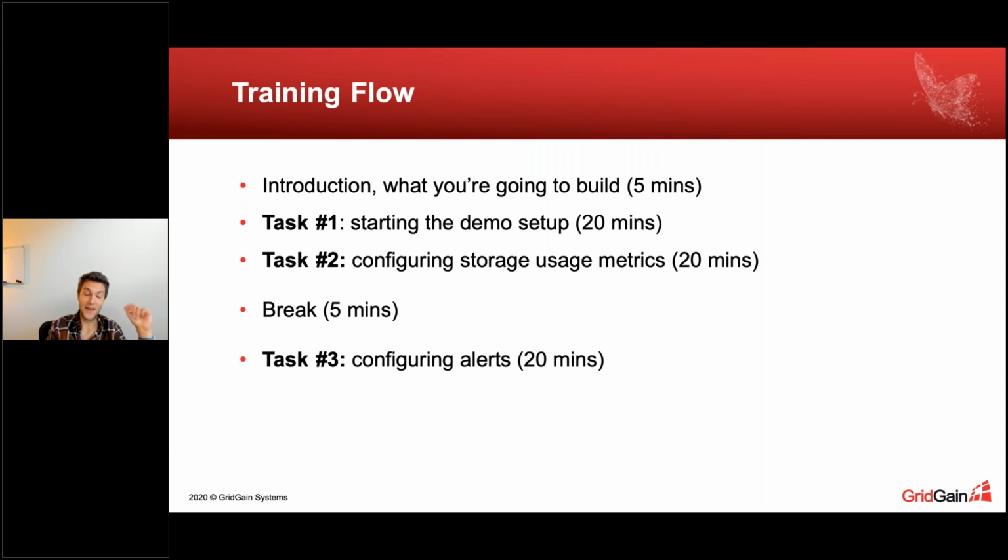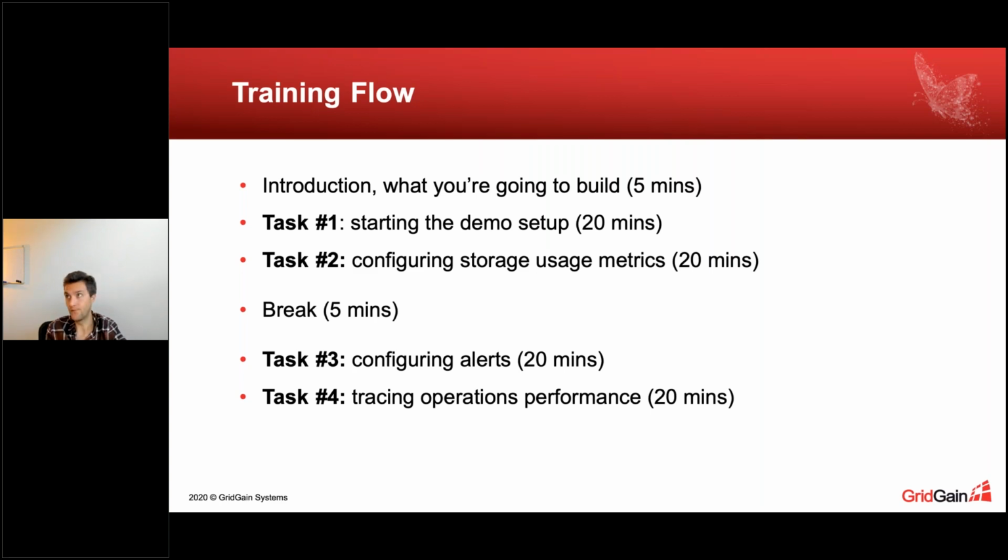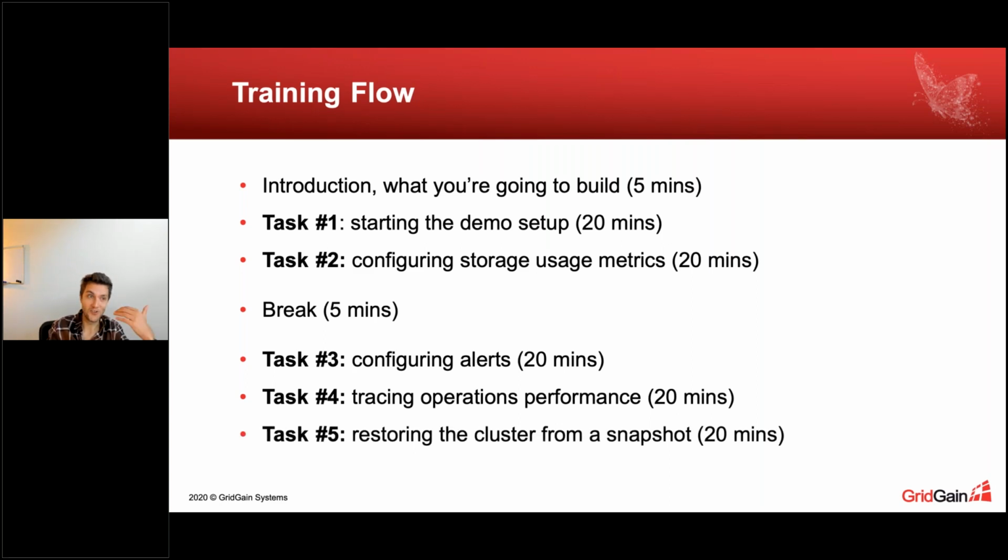With that one, you will see how to set up different alerts so that GridGain Control Center can notify you when an important or critical event happens with your cluster. For instance, we will be configuring alerts for memory usage metrics and for the number of nodes you have in your cluster. And after that, we will quickly see how to use distributed tracing to measure performance and execution time of distributed transactions. And we will finish this training with the final task.